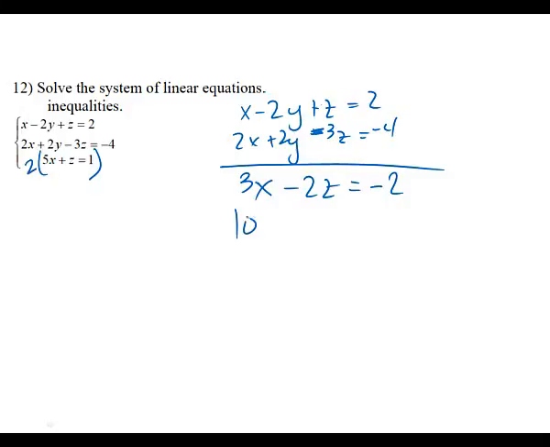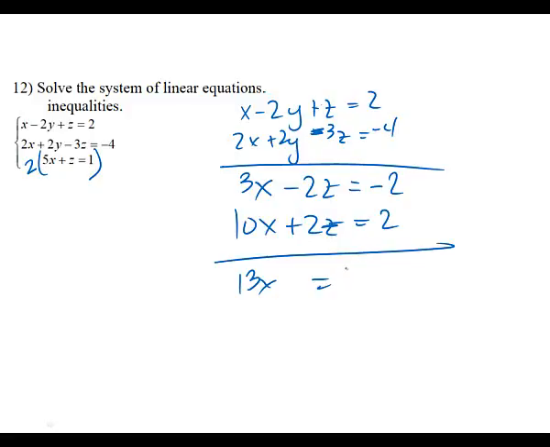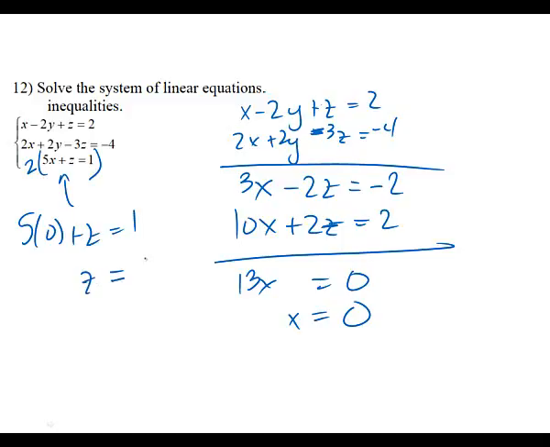Okay, so I have 10x plus 2z equals what? Good. What's 3x plus 10x? 13x. The z's are gone. What's negative 2 and positive 2? 0. So what's x? 0. All right, probably the best thing to do for z is to plug into that one there, right? Yeah. So 5 times 0 plus z equals 1, so z equals 1.